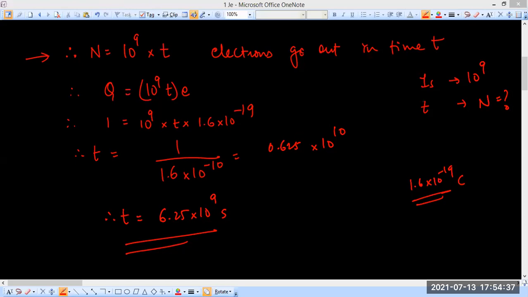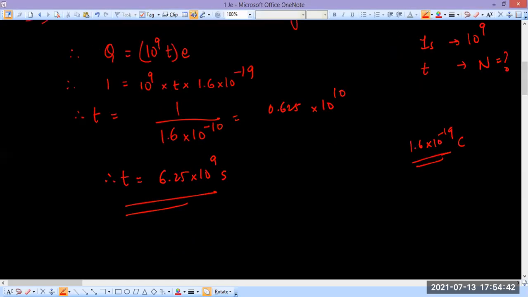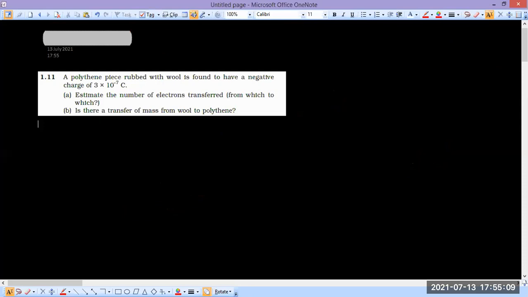Fine. Now, let's go to a similar question in the exercise. Let's go to a similar question from the exercise. Now that question is number 11. That's going to be the last thing we do today. Question 11.